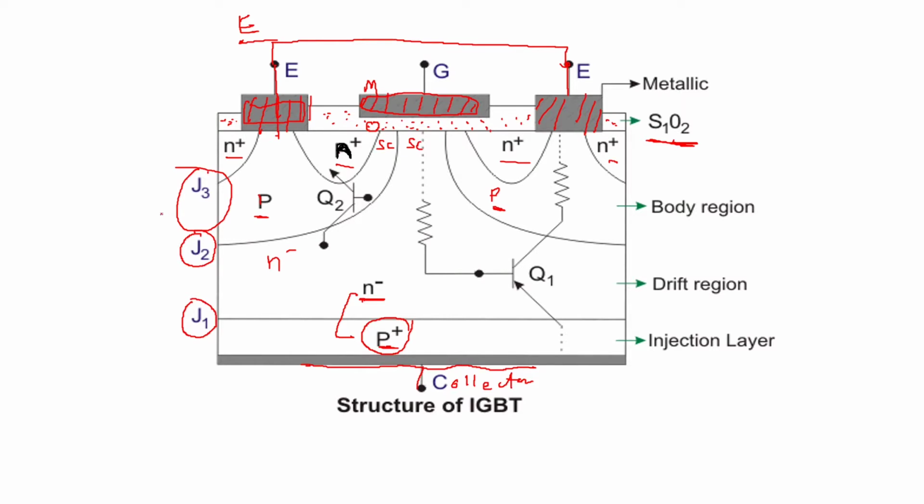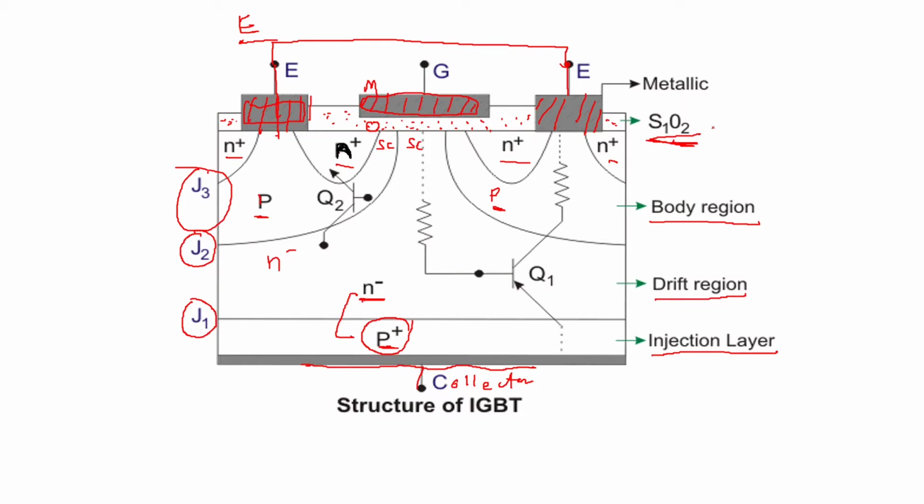Now near the collector, the collector is connected to the first P plus region, which is called the injection layer. Then upon that you have your N minus region, which is called the drift region. Upon that you have your P region, which is called the body region. And on top you have your SiO2 layer.